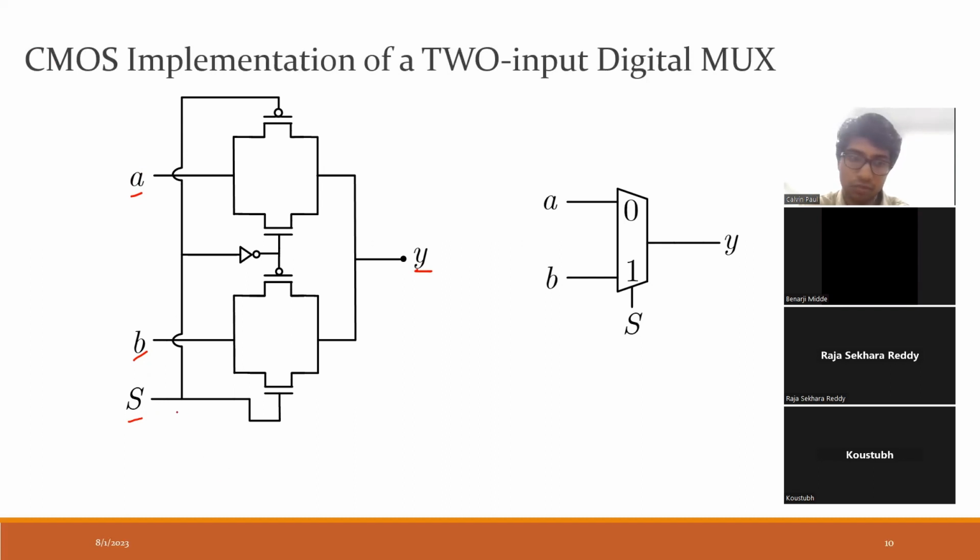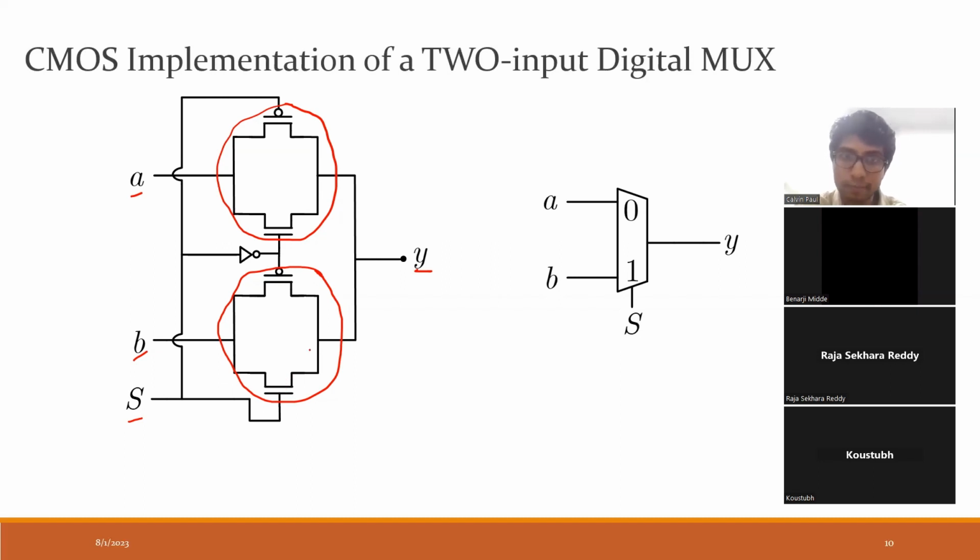So now we will look into it. This complete thing is known as a transmission gate. One transmission gate is here, another transmission gate is over here. The transmission gate, if you look, consists of parallel PMOS and NMOS transistors.